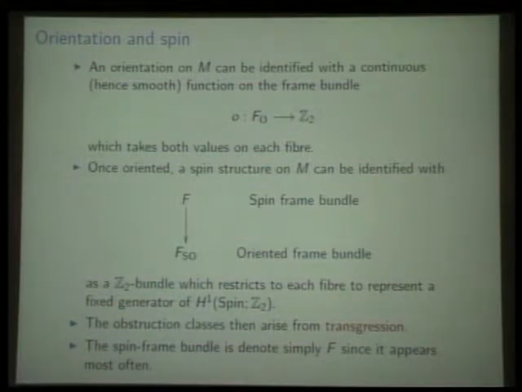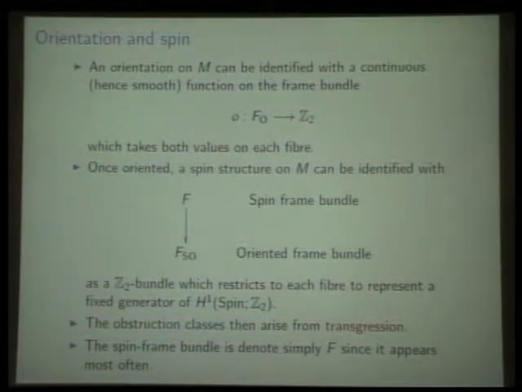Instead of being a map into Z2, it's a Z2 bundle over the oriented orthonormal frame bundle, which restricts to each fiber to be a generator of H1 of Spin. And so the obstruction classes I mentioned before arise from transgression, and I wanted to discuss a little bit about transgression later on. Okay, so this is just to remind you of what happens in the spin cases.